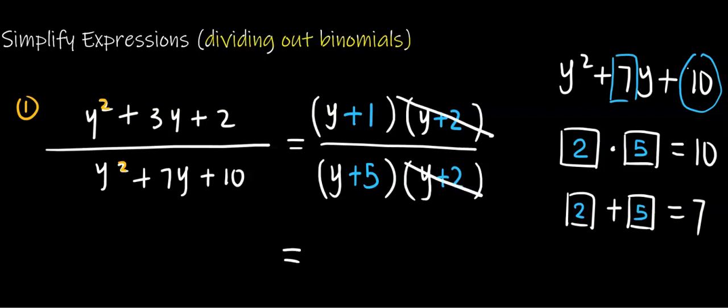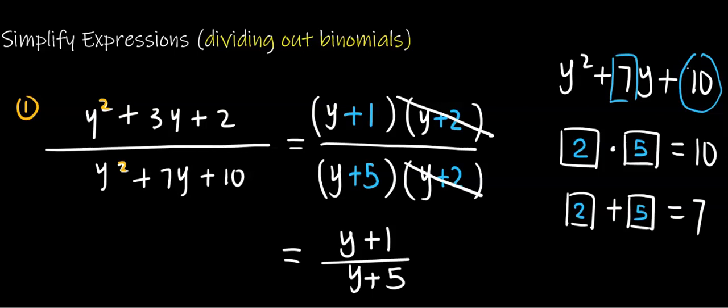After we divide it out, we have y plus 1 over y plus 5. This is the simplest form of this rational expression. For this rational expression, we found its simplified form by factoring the polynomial first, then dividing out the binomial.